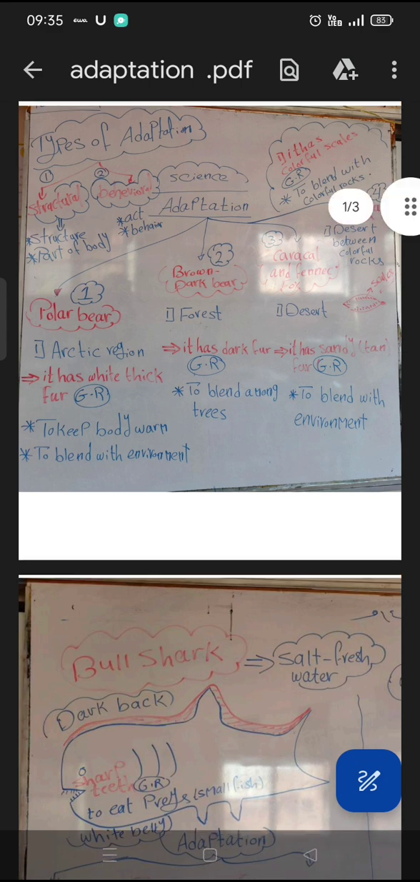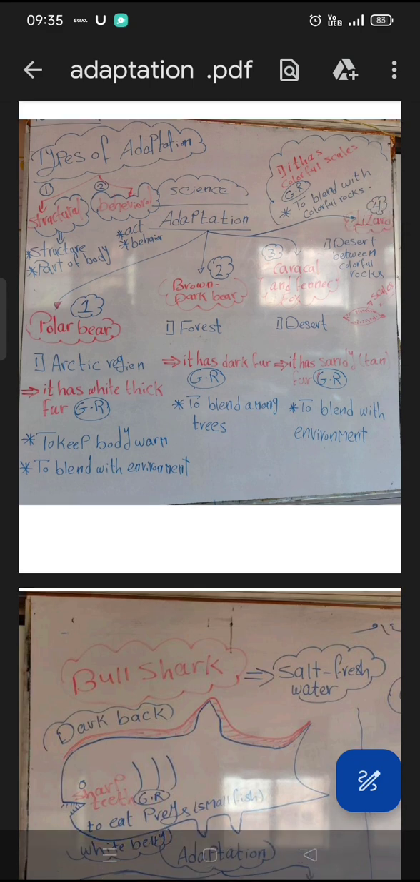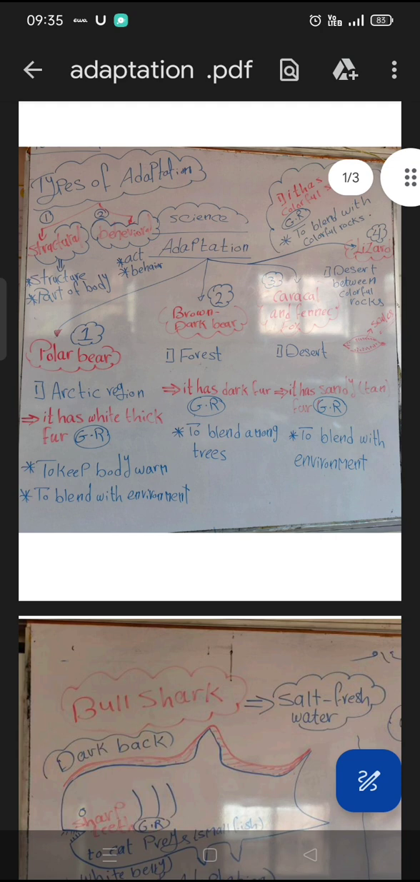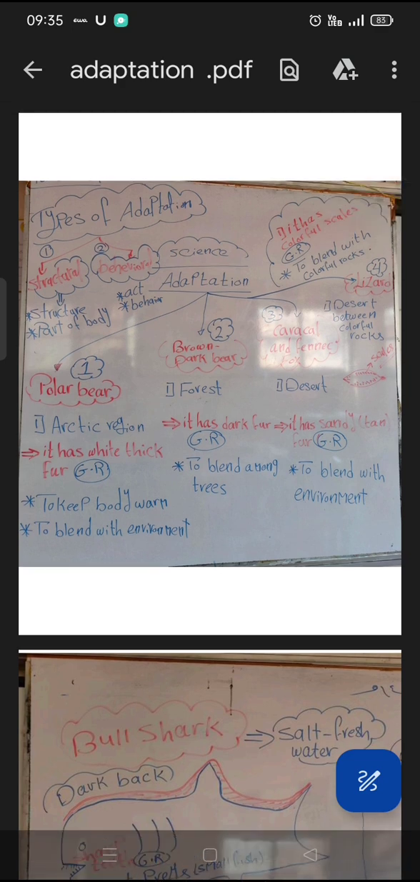The third animal, the crackle and fennec fox. The fennec fox lives in the desert, so it has sandy or tan color fur, like a yellow color. Okay, it has sandy or tan fur, give reason: to blend with the environment. The fourth animal is the lizard. The lizard lives in the desert between colorful rocks, so it has colorful scales. Why? Because it lives among colorful rocks, to blend with the colorful rocks.